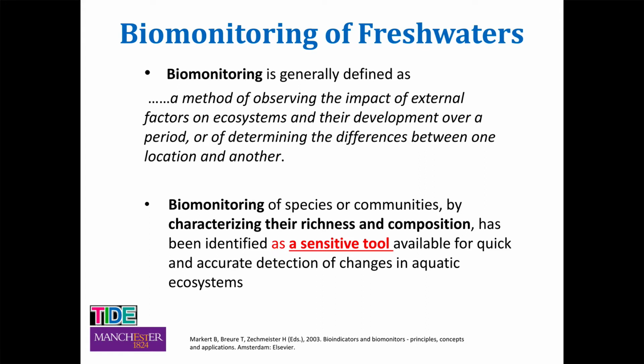So you can biomonitor species or communities by characterising their richness, so that's how many species you find, and the composition, and that means the type of species or taxa that you find in your system. And this type of biomonitoring has been identified as a very sensitive tool for looking at the health of fresh waters. It's very quick and accurate. It can detect changes in aquatic systems very efficiently.